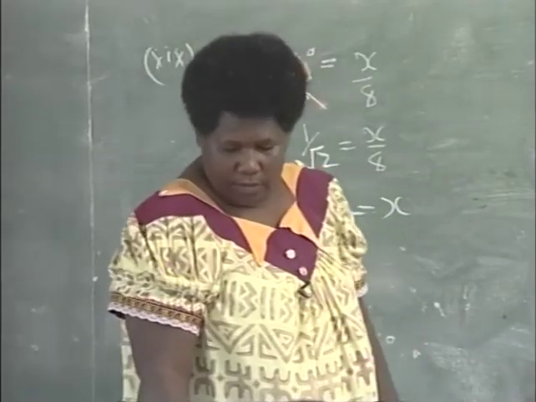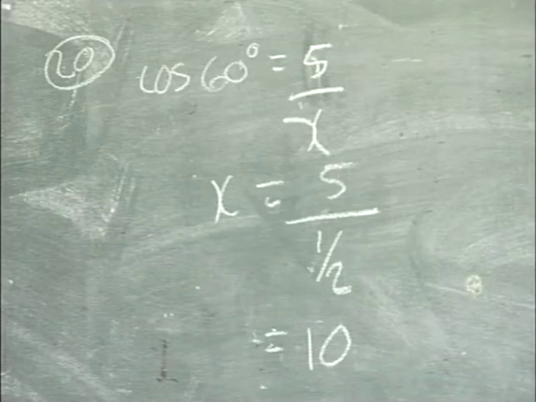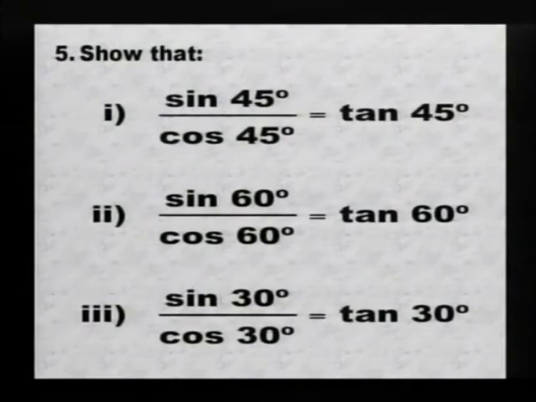The answer for 20 is correct. It's 10. Okay, question 5, parts 1, 2, and 3. Rita for question 1, Daniel 2 and 3.